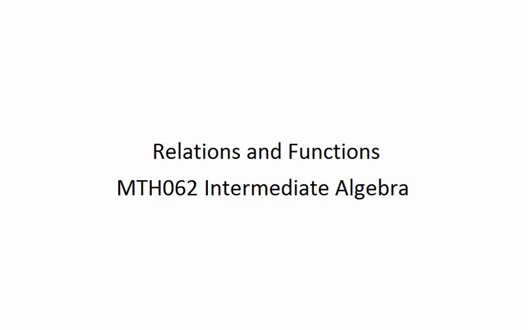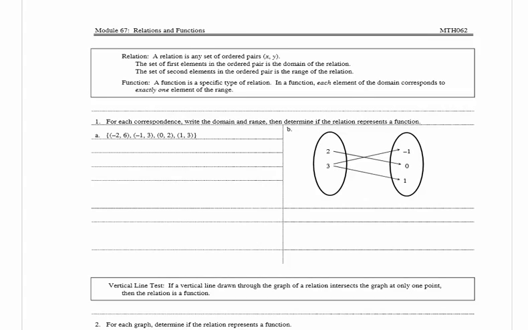In this video, we're going to look at relations and functions. A relation is any set of ordered pairs (x, y), and the set of first elements in the ordered pair is the domain of the relation. So our x-coordinate of our ordered pair is our domain, and the set of second elements in the ordered pair is the range of the relation. So our y-coordinates are the range of the function.